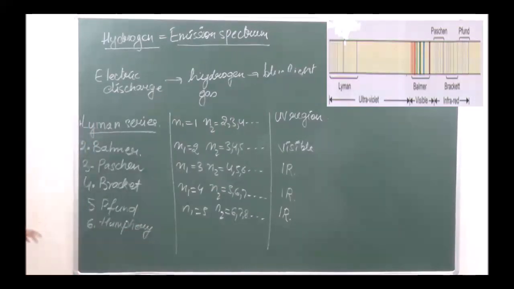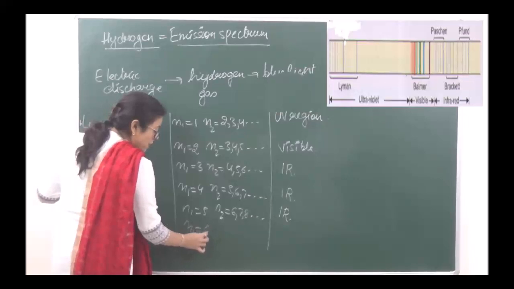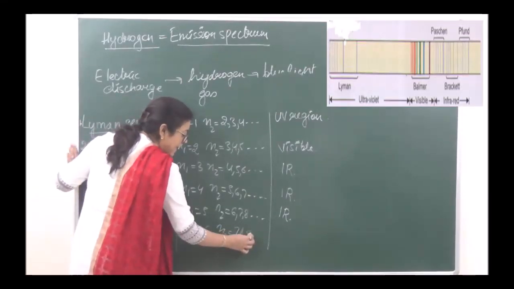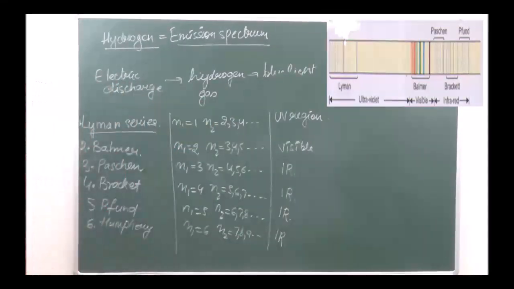which is known as Humphreys. For Humphreys, N1 is equal to 6 and N2 is equal to 7, 8, 9 and so on. And this also falls in the infrared region.